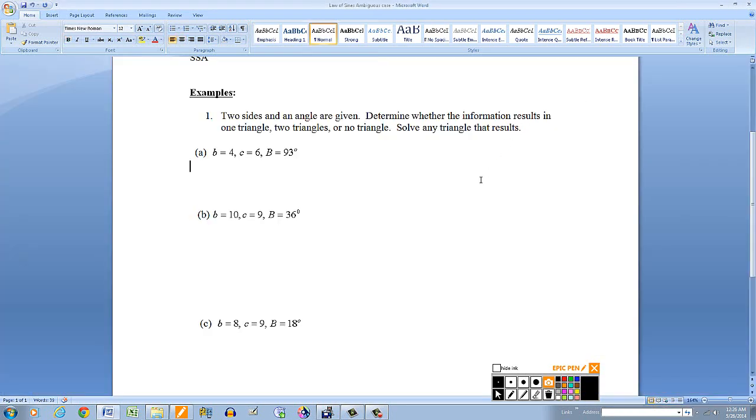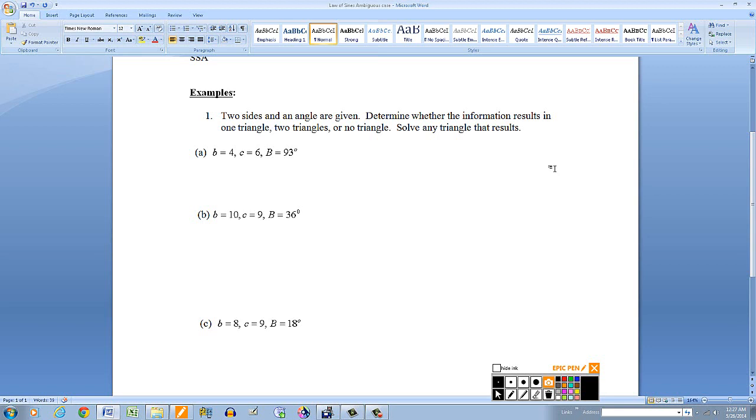Okay, in this particular video I'm going to look at problems where you're given two sides and the angle opposite one of the sides. So it's not the included angle, but it's the angle opposite one of the two sides. This is the ambiguous case, because it can lead to either no triangle possible, one triangle possible, or two triangles. So let's look at the first example.